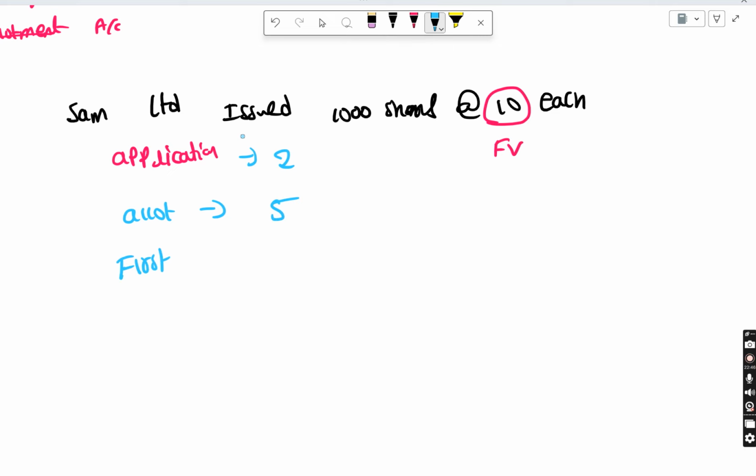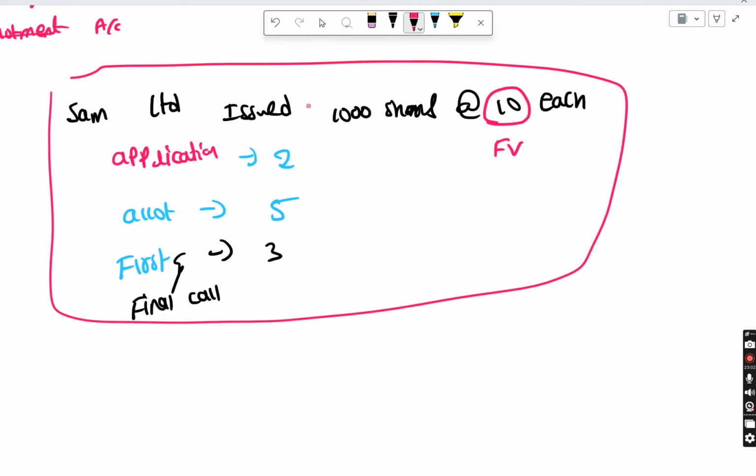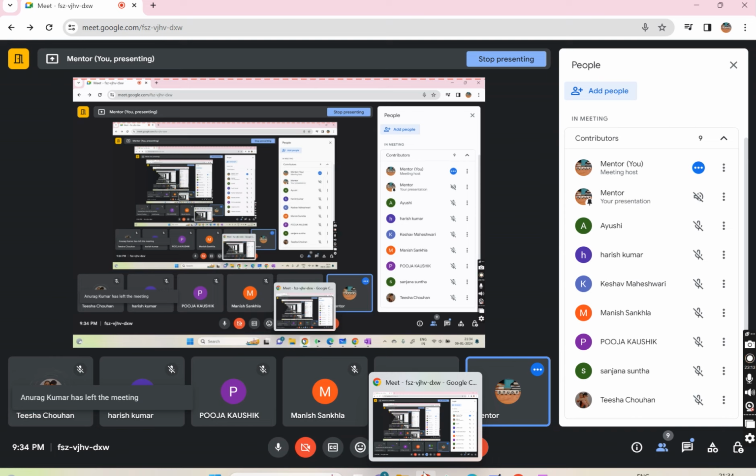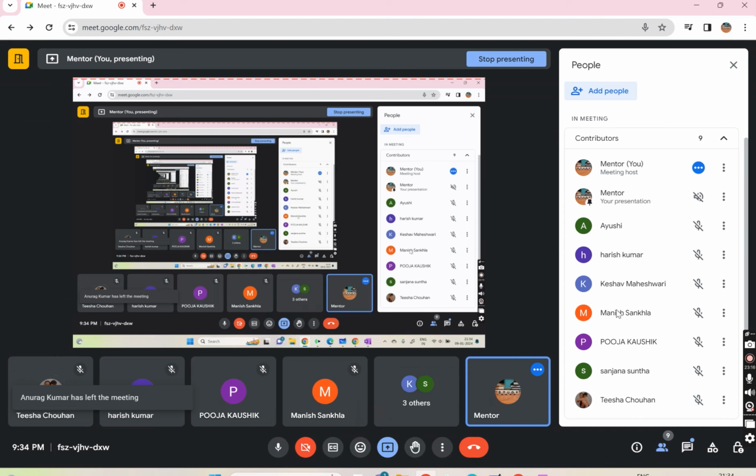the last call, you can have any number of calls. Whatever the last call, we call it the final call also. So this is the first and final call, 3 rupees. Now, can you guys just quickly solve this in your books? Can I pick anybody? Can anybody answer this?